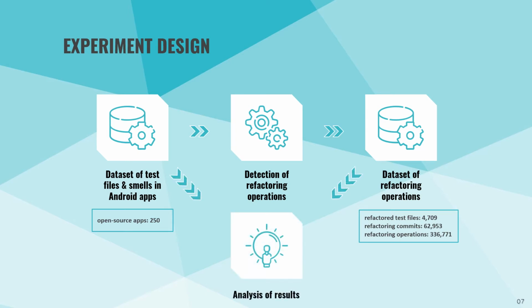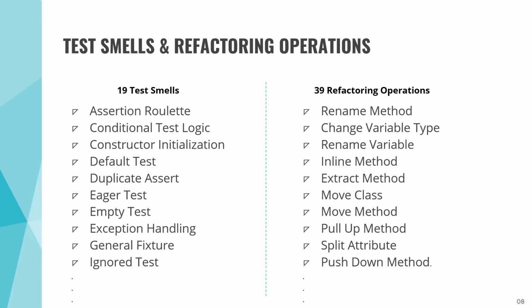Finally, we analyzed the contents of the two datasets. Our dataset consisted of over 4,000 refactored files in 250 apps. More stats around this dataset is available in our paper. Our study looked at 19 test smells and 39 refactoring operations. Examples are shown here. The smells have been part of our prior study, while the refactoring operations are those that are supported by Refactoring Miner at the time we conducted our experiment.